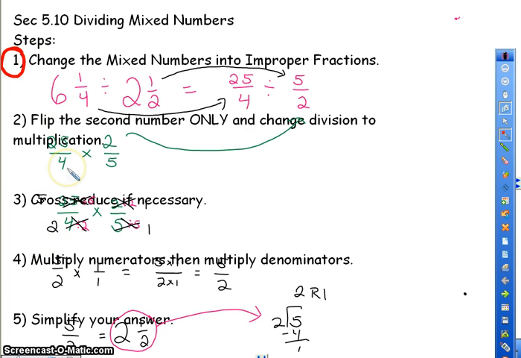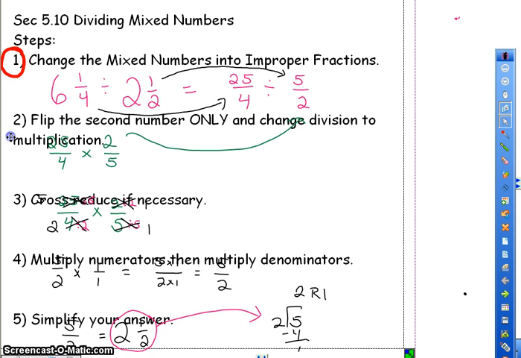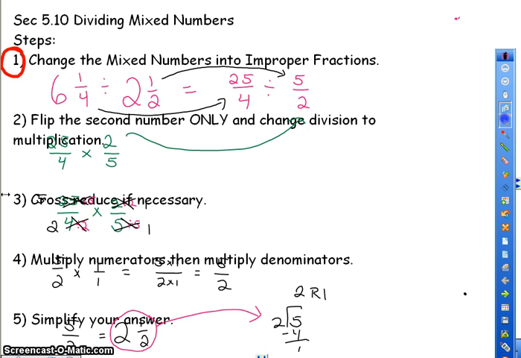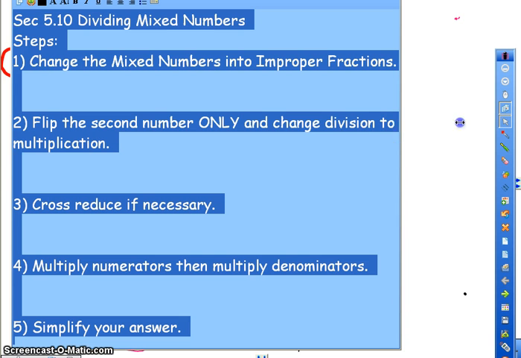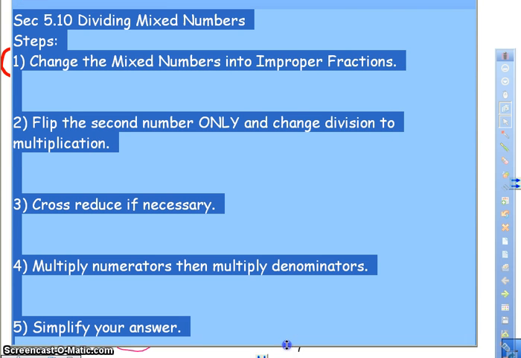So our first step is extremely important, and one that we've talked about when we multiply fractions as well, or mixed numbers as well. You have to change your mixed numbers to improper fractions. You have to. Okay? If you don't do that, it's going to make things a lot more complicated for you. So we need to make sure that we do remember to change those.